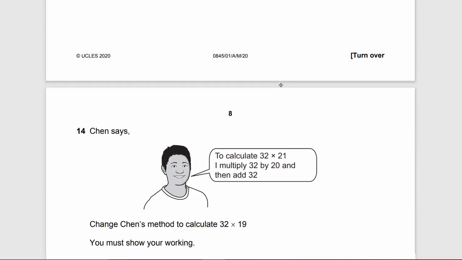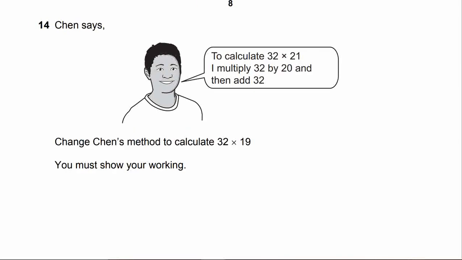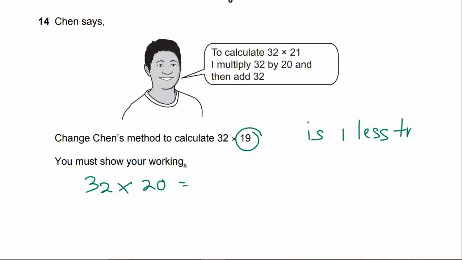Next, number 14. Chan says, to calculate 32 times 21, I multiply 32 by 20 and then add 32. Change Chan's method to calculate 32 times 19 and show your working. So 32 times 20, the same, because 19 is 1 less than 20.